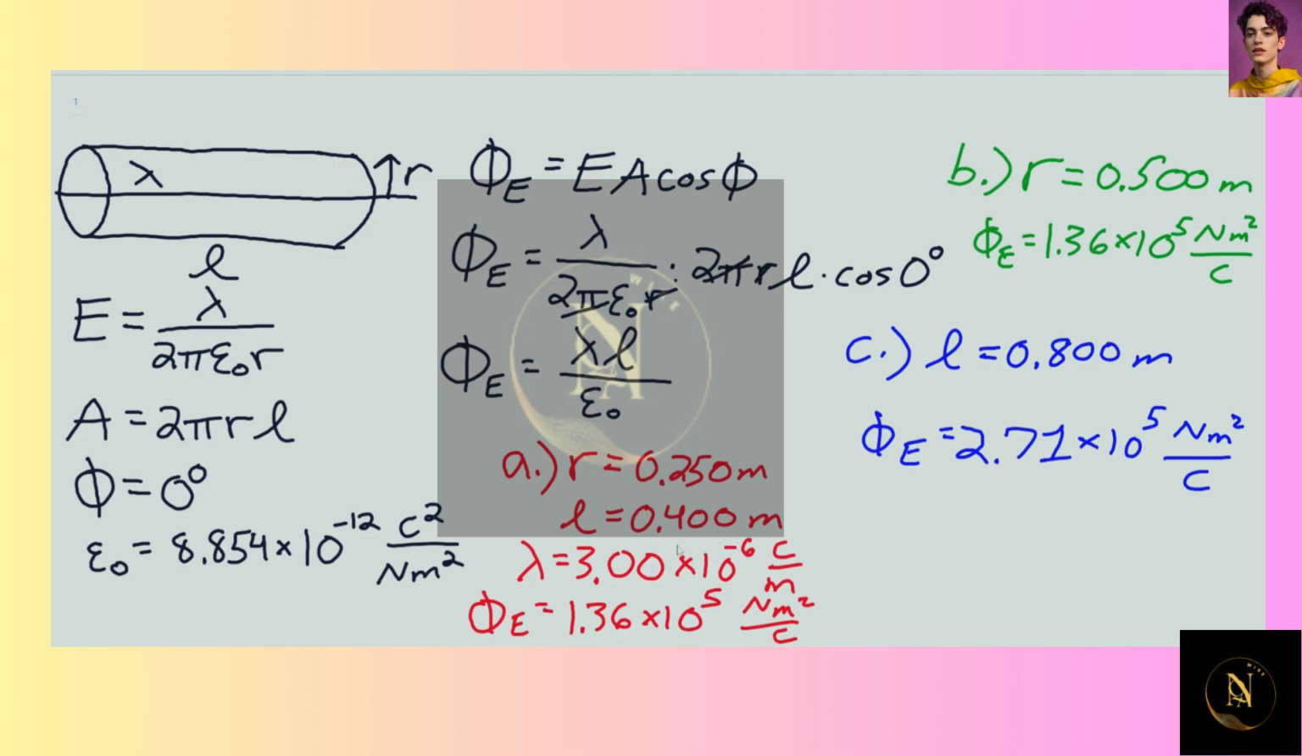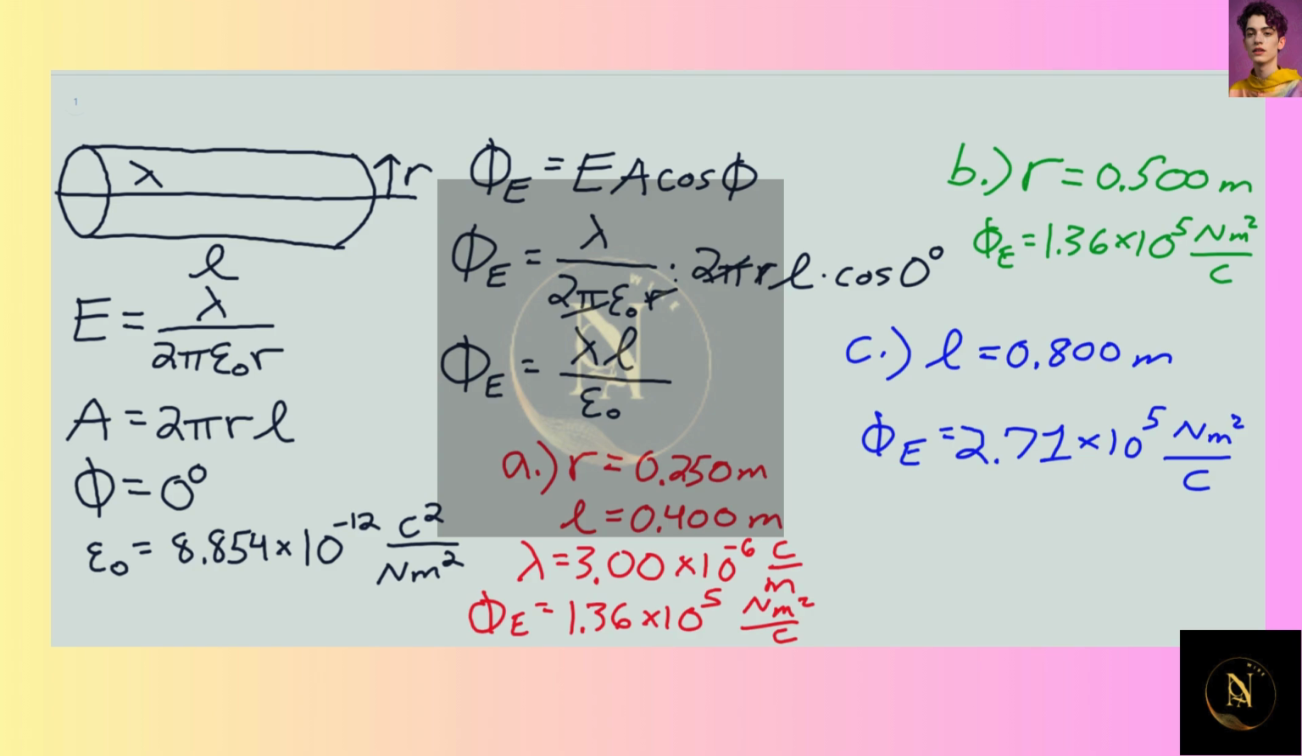I've already taken the liberty of writing this out instead of micro. That's just times 10 to the negative 6. So I've already plugged that in because we need everything in standard units. So that's just 3 times 10 to the negative 6 coulombs per meter. So we plug that in for lambda. Then we have L, 0.400 meters, so we plug that in for L. Plug our universal constant epsilon naught in and run that through a calculator, and we get the electric flux is 1.36 times 10 to the 5 Newton times square meters per coulomb.